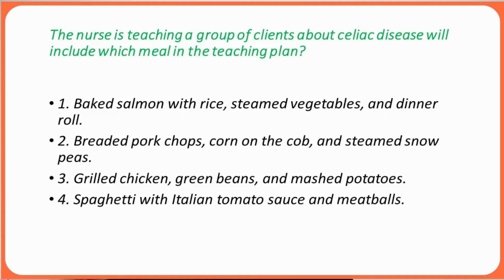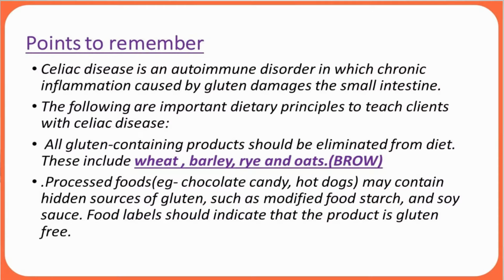Okay, we just said that celiac disease is an autoimmune disease. So when we are thinking about an autoimmune disease, you should know what an autoimmune disease is. It is a disease in which our own immune cells attack the healthy cells in our body. That will decrease our immunity level and will end up with disease and complications.